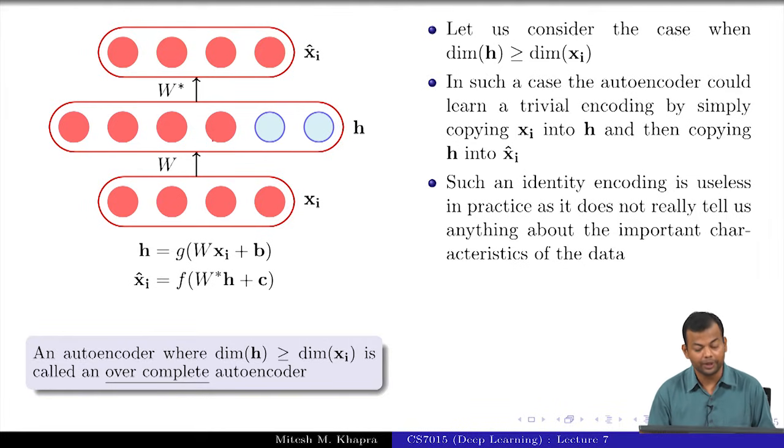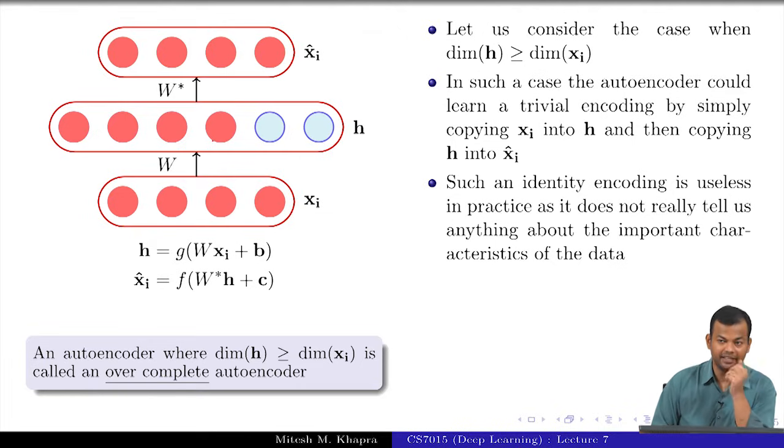So, such an autoencoder is known as an overcomplete autoencoder, because the hidden representation has more neurons as compared to the original input. Now, let us look at a case where this would actually be important. This is a very rough intuition for why you would want an overcomplete autoencoder.